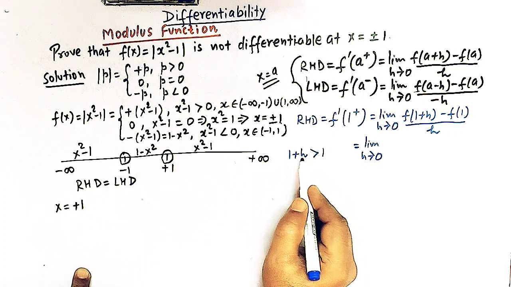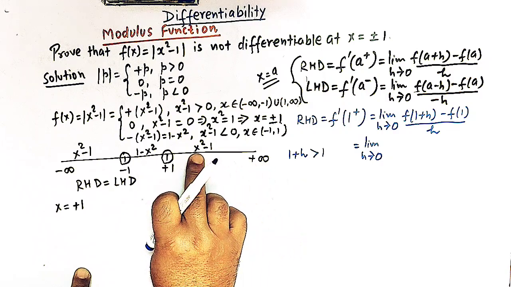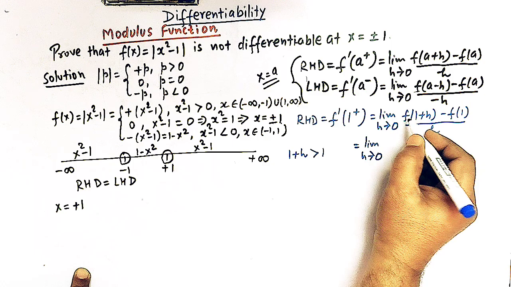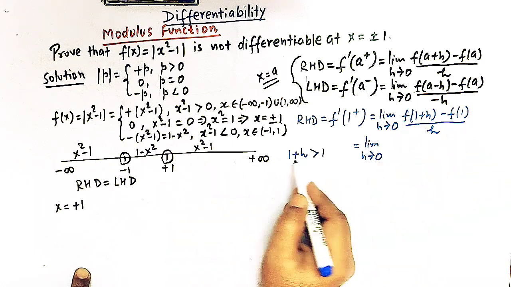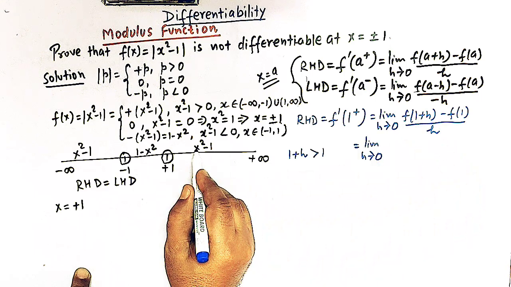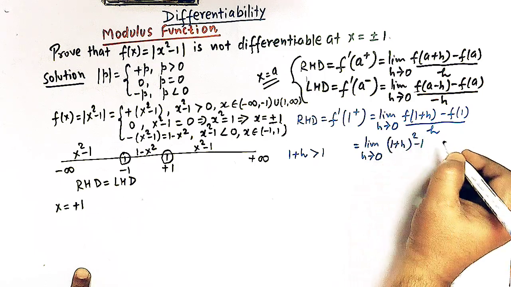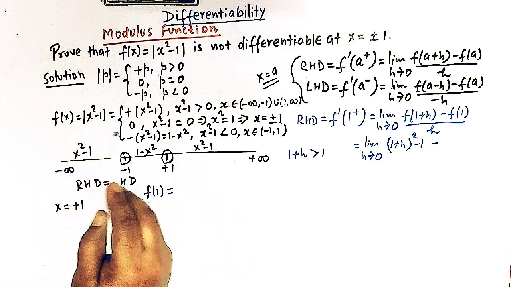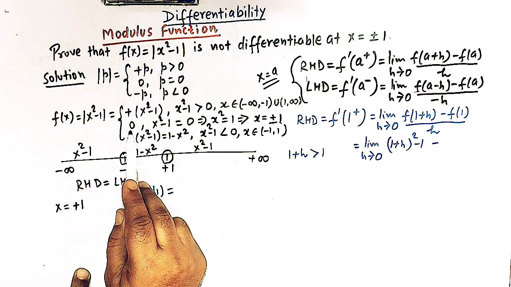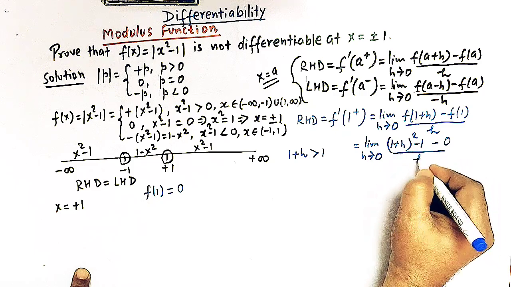So when 1 plus h belongs to this interval 1 to infinity, then the form of the function is x square minus 1. So here f of 1 plus h can be obtained by substituting x is equal to 1 plus h in this expression. So here we have 1 plus h square minus 1 and f of 1. Now f of 1 is obviously 0, because f of x is 0 when x is equal to 1. So f of 1 is 0. So here we have 0, here we have h.